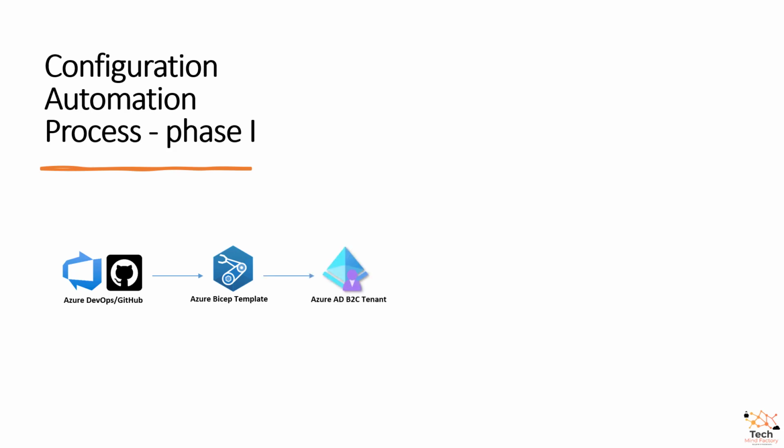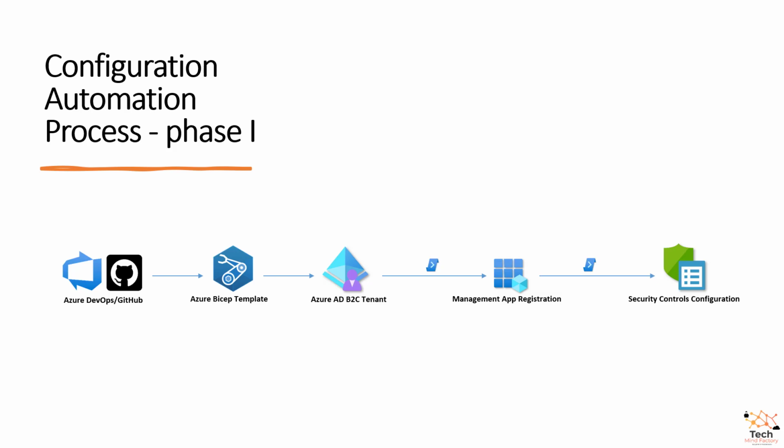Once the tenant is created, we want to register a management application. Why? Because we will use this management application to configure the rest of the things in the tenant. Like for instance, to register Identity Experience Framework and proxy Identity Experience Framework applications, to deploy conditional access policies, to change the user settings, and so on. So basically, this management app registration is also done through the script. And now, once we have this management app registration created, we can apply security controls configuration.